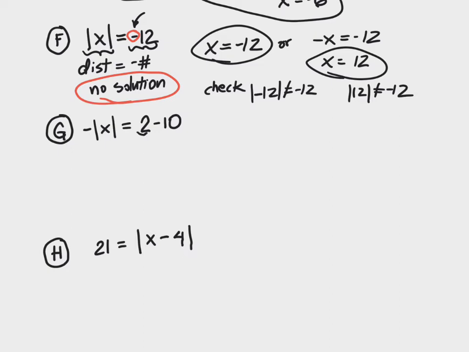Here we see that the right side has a little bit of arithmetic to do. I also see a negative in front there. That worries me a little bit. Okay, well, let's do the arithmetic. And 2 minus 10 is negative 8.